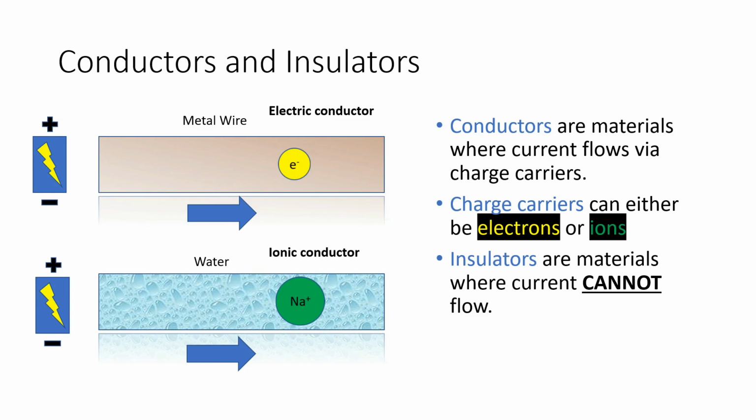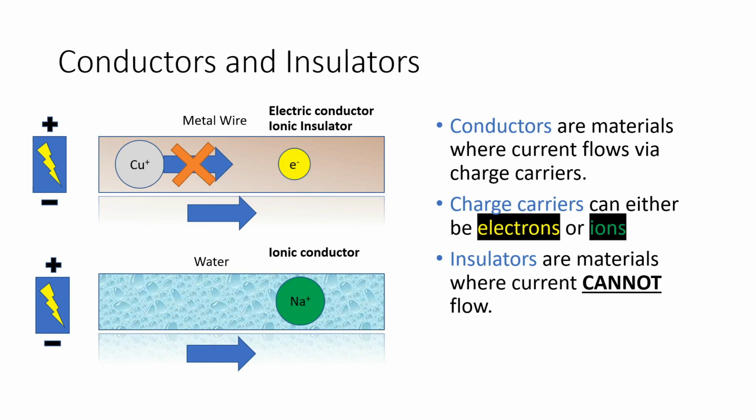So then we may ask, well, what are insulators? Well, insulators are materials where current cannot flow. And so looking back at the metal wire, let's pretend that this is made out of copper. Well, copper wires are made up of copper ions, and there's an electron cloud surrounding it. And so one thing we might note when we apply this potential is that the copper ions do not migrate.